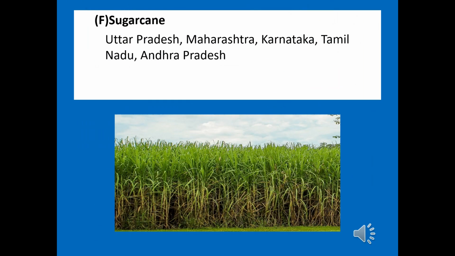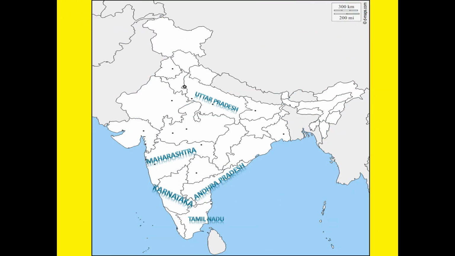Now we come to the sugarcane plant. Sugarcane is a plant of hot and wet tropical region. High temperature between 21 degrees Celsius and 27 degrees Celsius are required throughout the year. It is grown in a long sunny growing season. Location of these places are as follows.